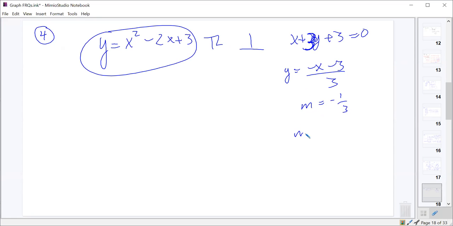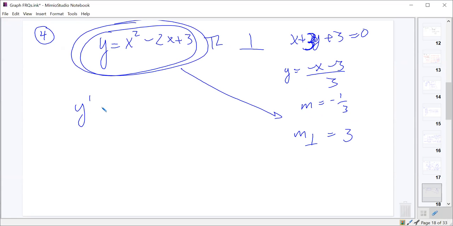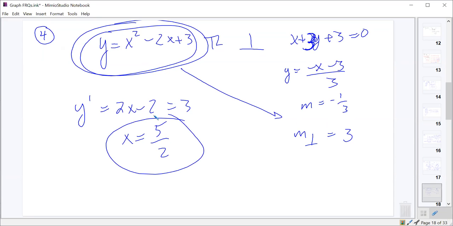So the slope of a line perpendicular to this ought to be positive 3. So we are looking for, when does the slope of this equal positive 3? Slope of this is the derivative, so 2x minus 2 equals 3 when x equals 5 halves. Any questions there on number 4?